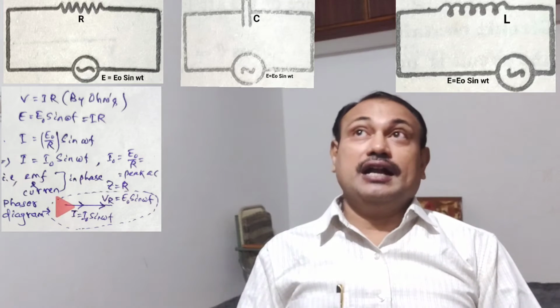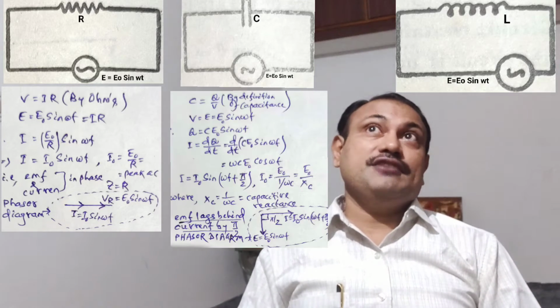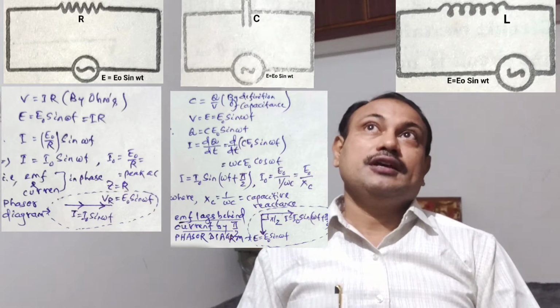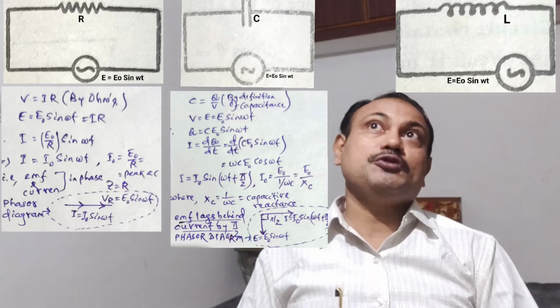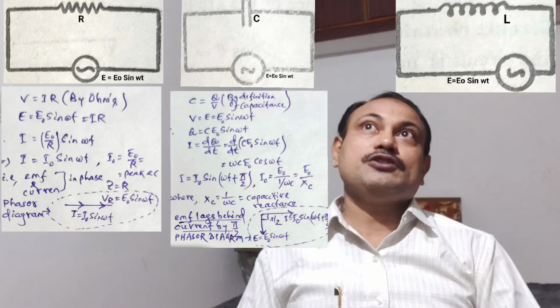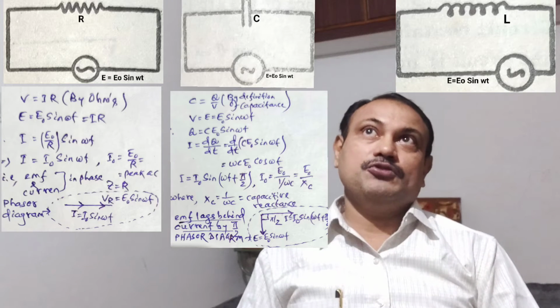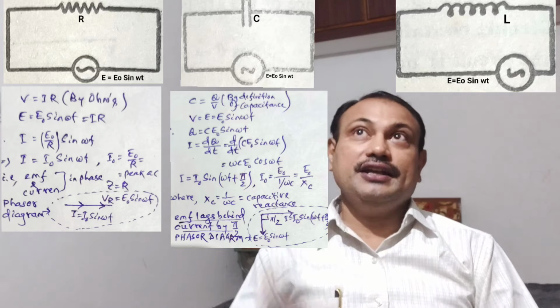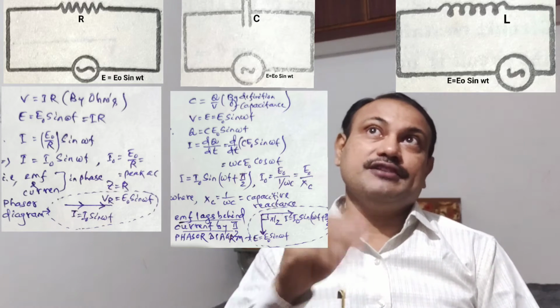the phasor diagram we can represent as shown. And in the case of pure C, by definition of capacitance, you can write C equal to Q by V. So, therefore, here V being EMF, you can write C equal to Q by E, and rearranging you can write Q equal to C times EMF, which you can write equal to C times E0 sin omega t. And if you are interested to find I, you can differentiate it.